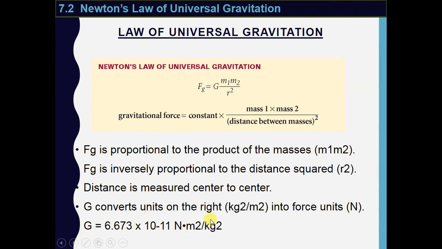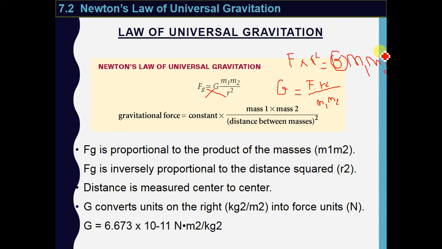Why is the unit of it like this? It's very easy, we can demonstrate it here. If I make cross multiplication, I get that F times R squared is equal to G M1 M2. If I want to find G, what is it? It is the force times R squared over M1 times M2, right? I just rearranged my equation. G equals this divided by this.